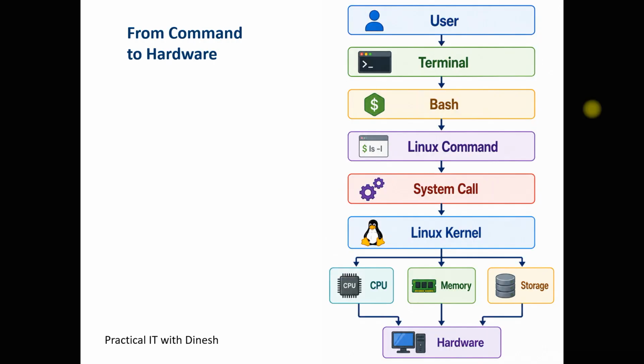Let's put everything together using a simple example. Suppose I type a command in the terminal. I enter the command, Bash interprets it and starts the appropriate program. The program may request services from the kernel through system calls. The kernel determines what resources are required. Finally, the appropriate system resources are accessed. So, a simple command that looks instantaneous to us can involve several layers working together.